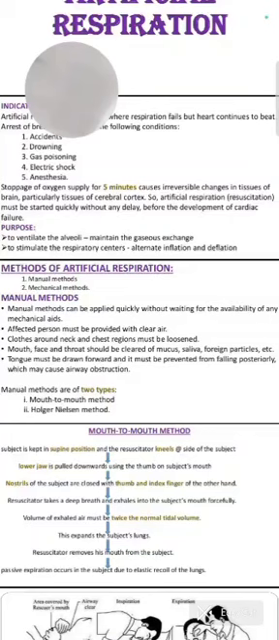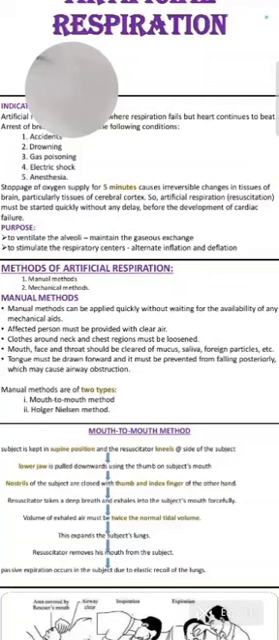Next, check the oral cavity. The mouth, face and throat should be cleared of any mucus, saliva, or any foreign particles inside the mouth. You have to remove the foreign particles. Finally, the tongue must be drawn forward and prevented from falling posteriorly, which can cause airway obstruction. So it is a must to pull it forward.